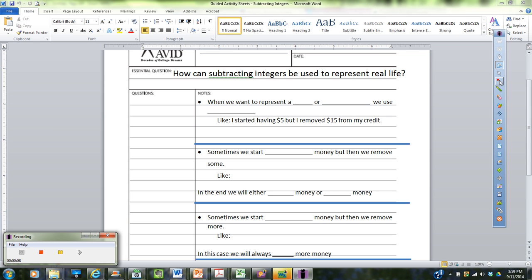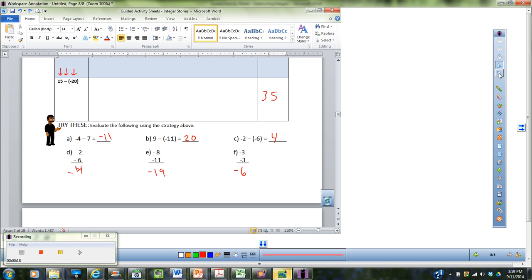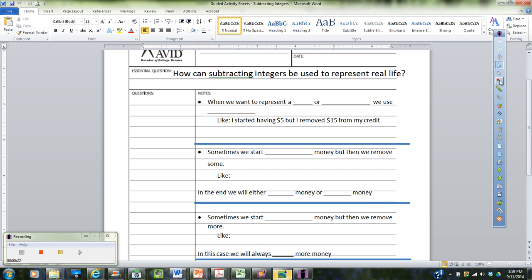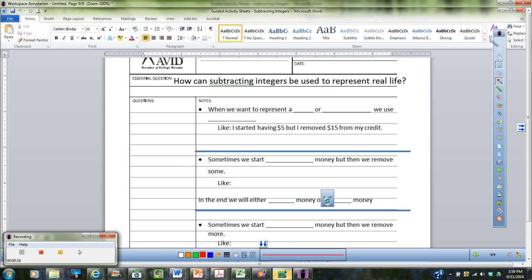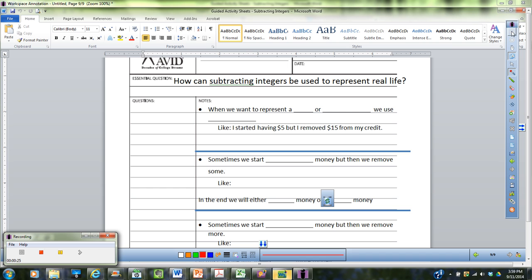I'm going to be going over the notes from subtracting integers. And again, the essential question is, how can subtracting integers be used to represent real life? So just like the addition notes, we're going to be talking about how we can relate the idea of subtraction or removal to things that are out there in the real world, or what in the real world represents things that are being subtracted or removed.